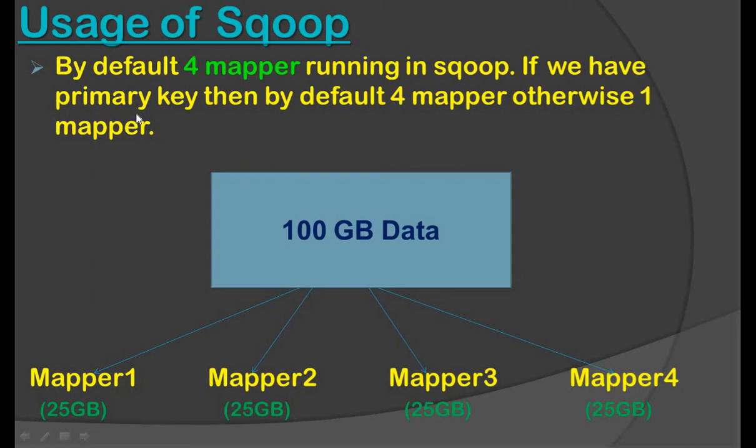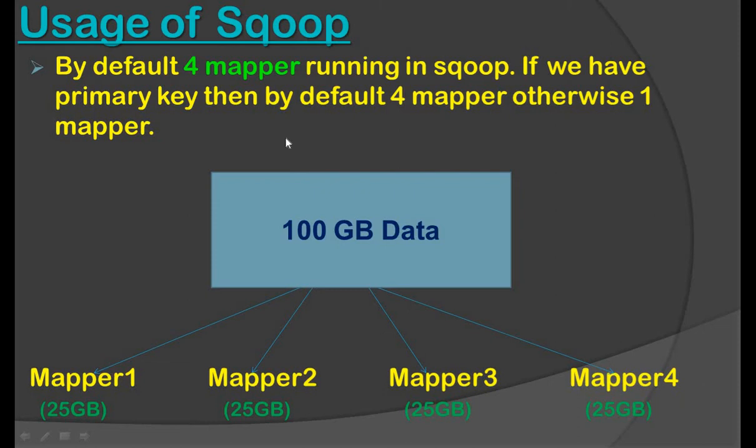What does this mean? Suppose we are transferring a table from RDBMS to HDFS and that table has a primary key. Then Sqoop runs 4 mappers by default, and if that table does not have a primary key, then Sqoop runs only 1 mapper. Why does it run only 1 mapper? Because there is no unique key, Sqoop is unable to divide the data of that table into multiple mappers. That's why it runs only 1 mapper.